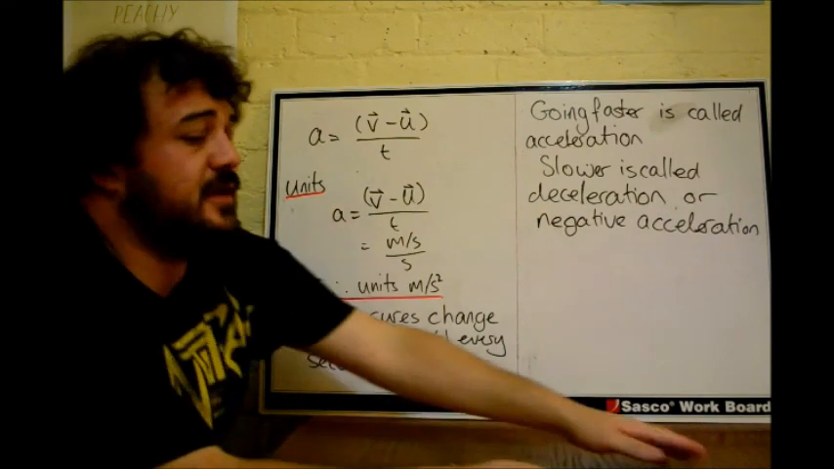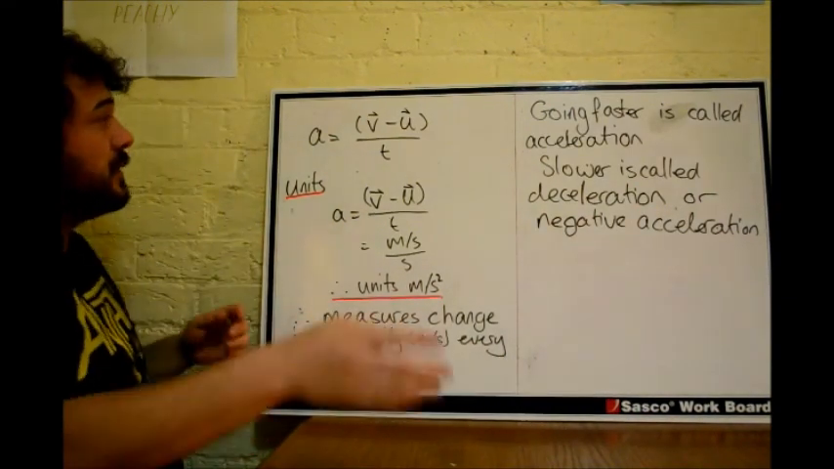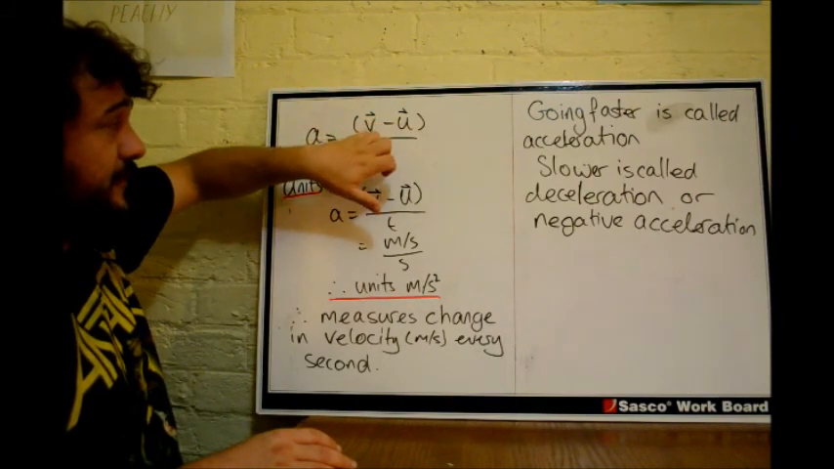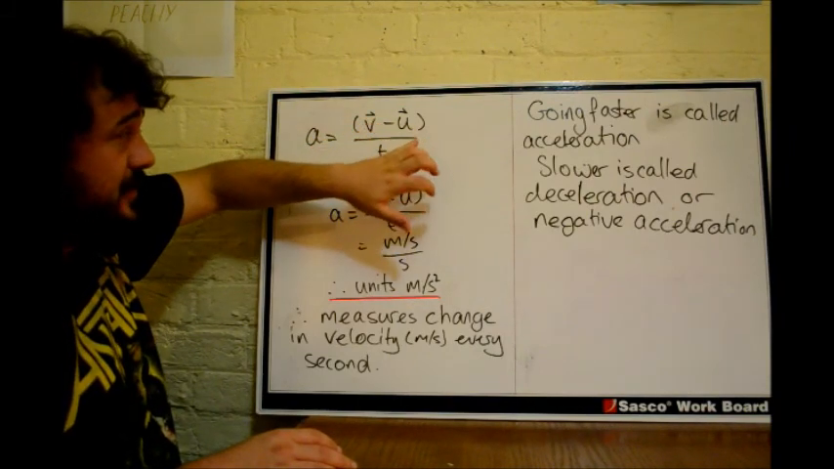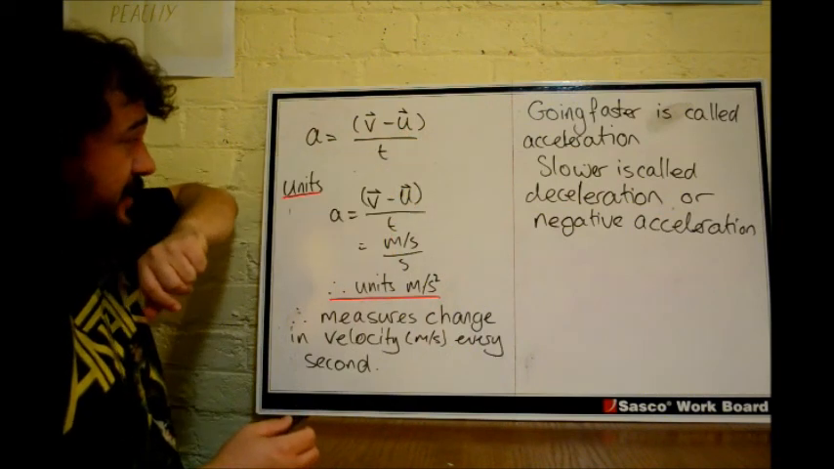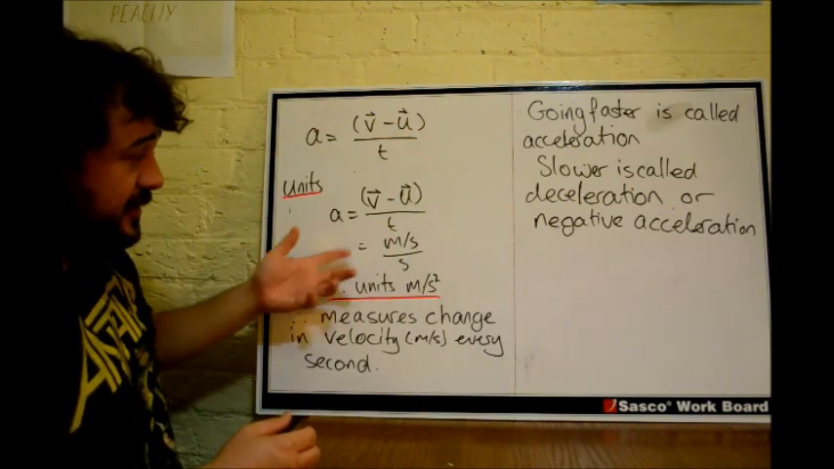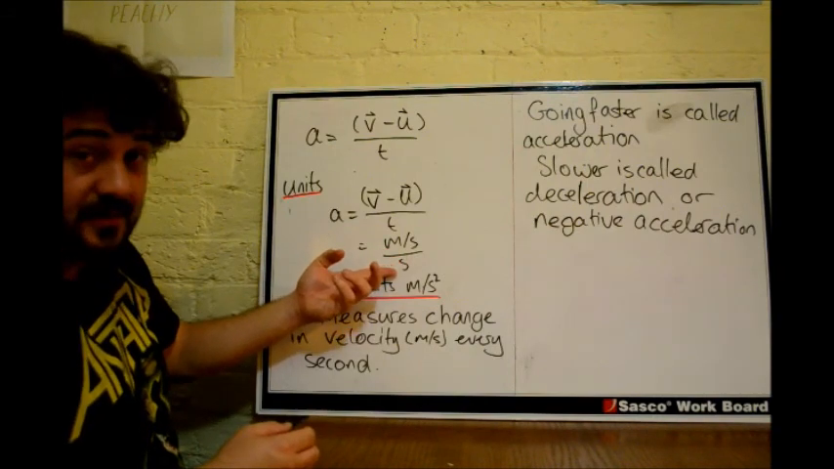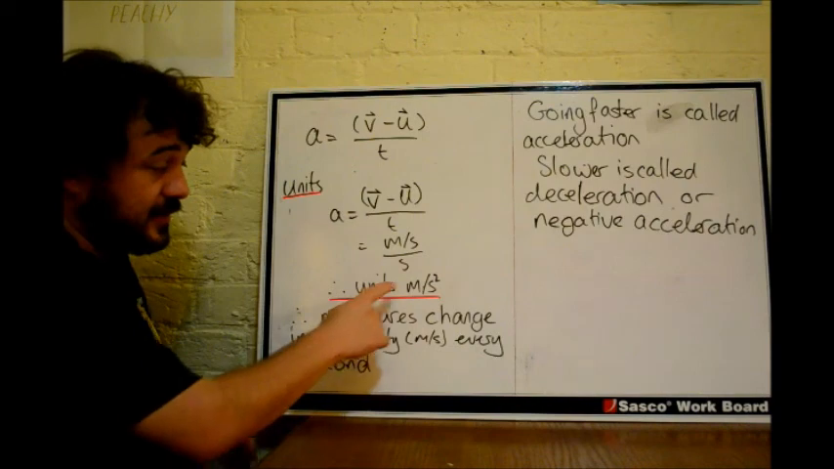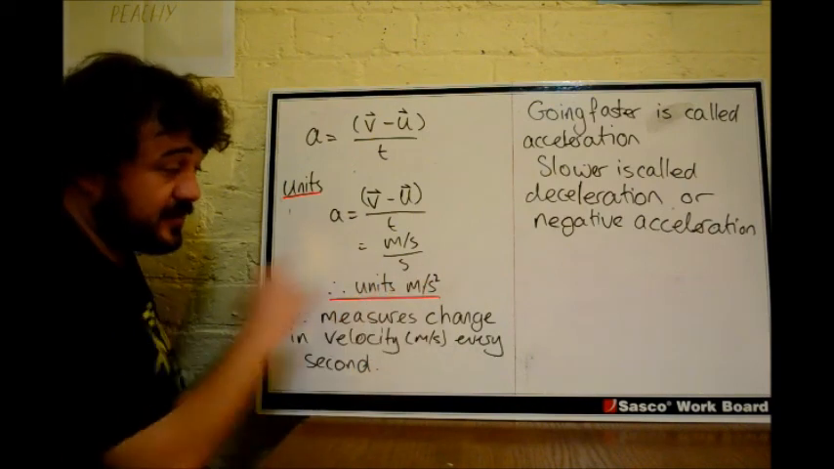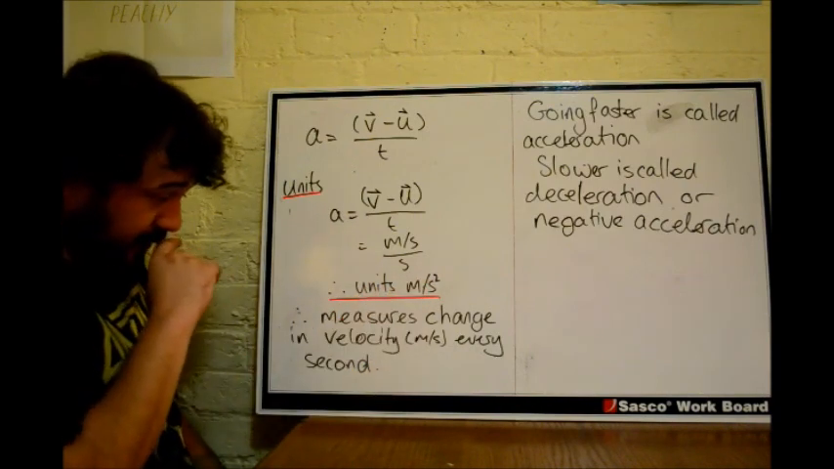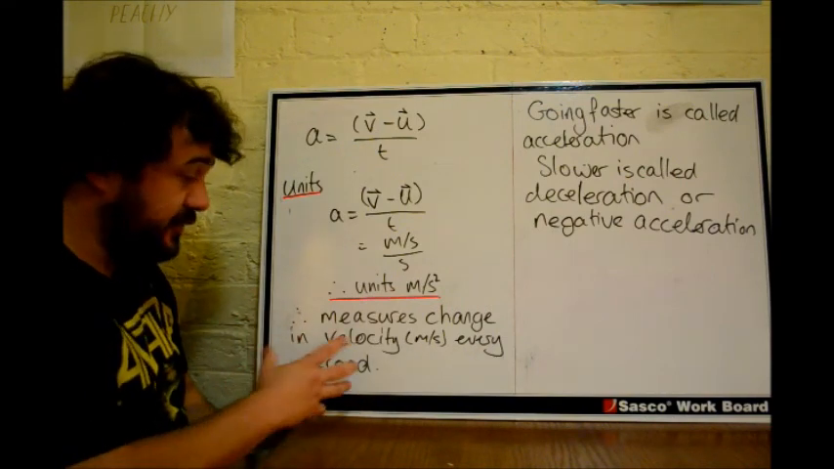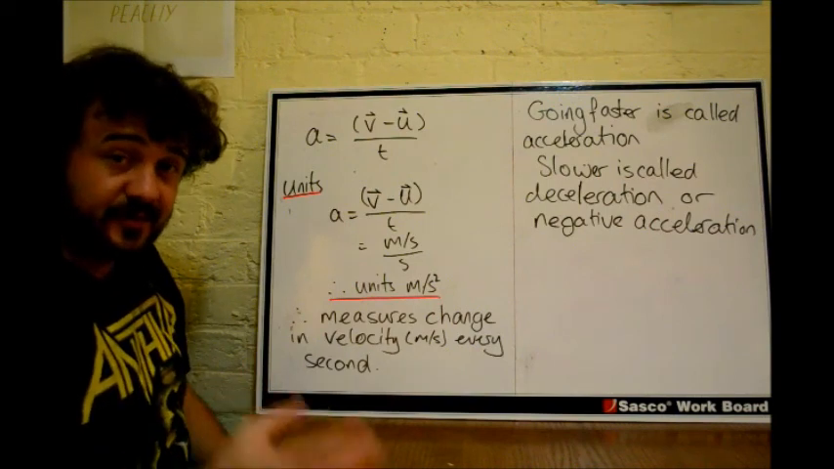Alright, so let's have a look at this. If a equals final velocity minus initial velocity, initial meaning starting, over t, the units are going to be this. So it's meters per second per second. That means it's meters per second squared. So it's measuring the velocity that you change, so velocity in meters per second, every second.